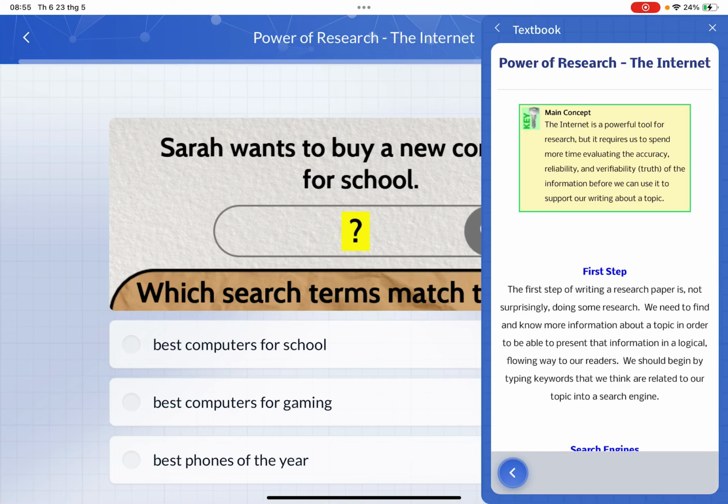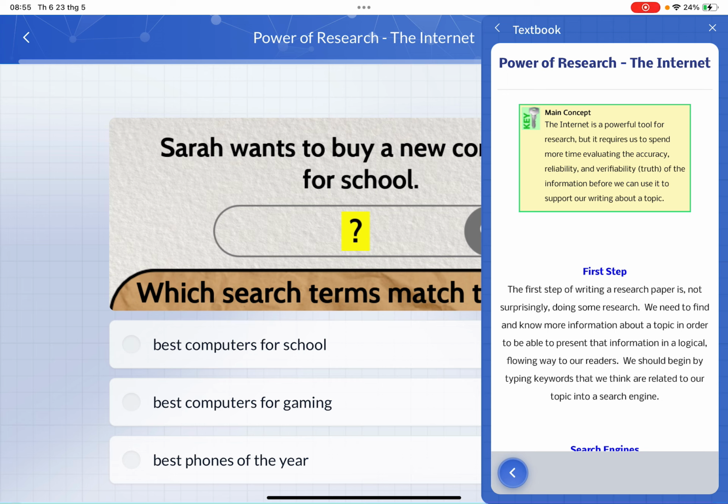The internet is a powerful tool for research, but it requires us to spend more time evaluating the accuracy, reliability, and verifiability of the information before we can use it to support our writing about a topic.